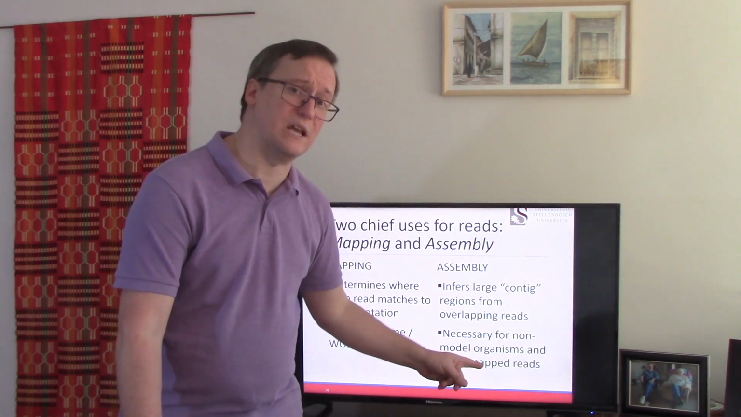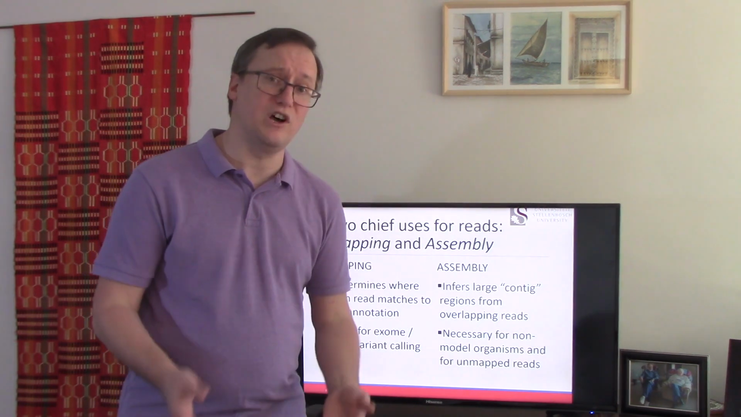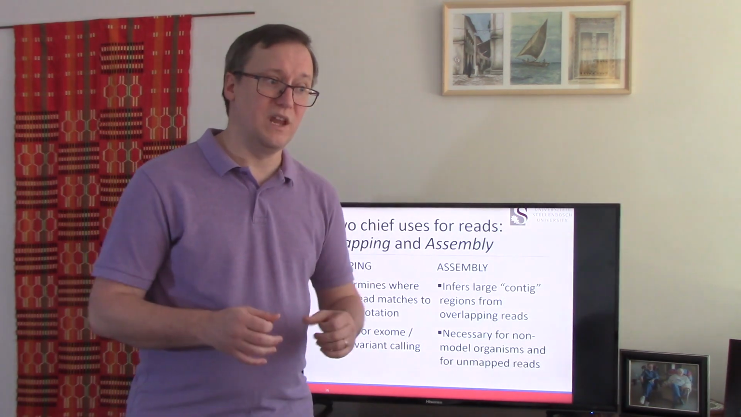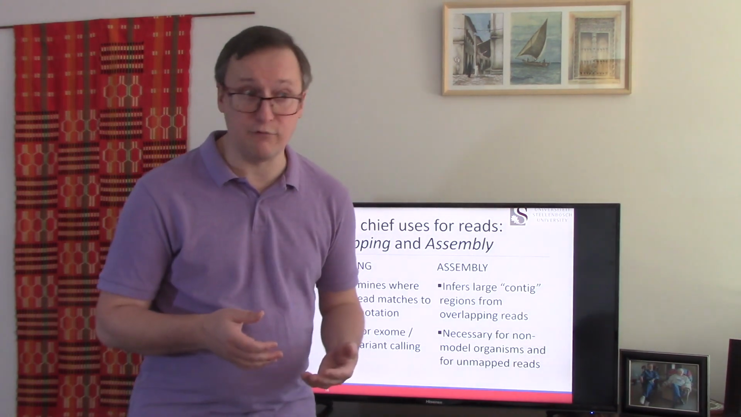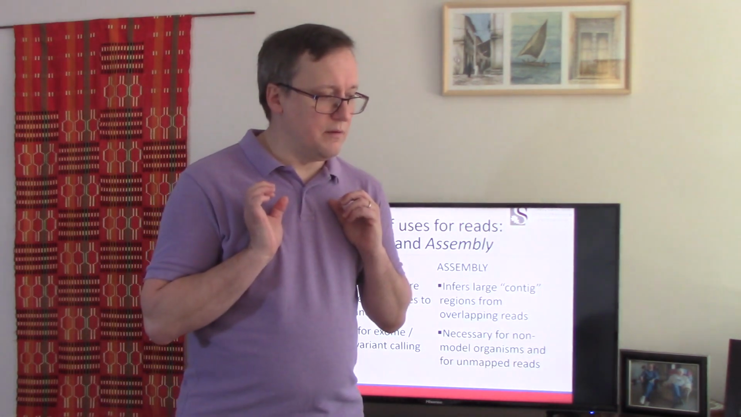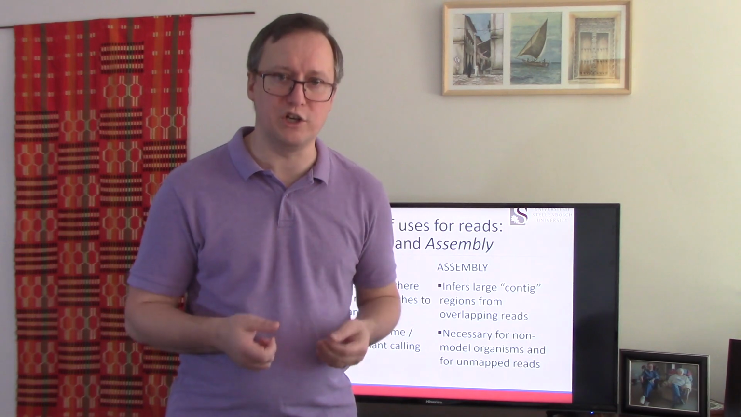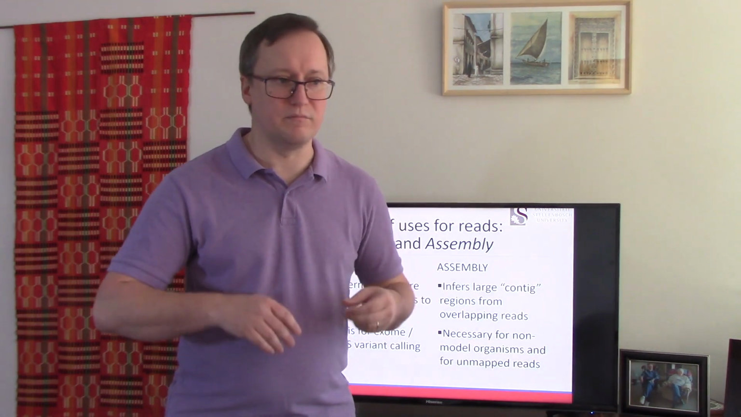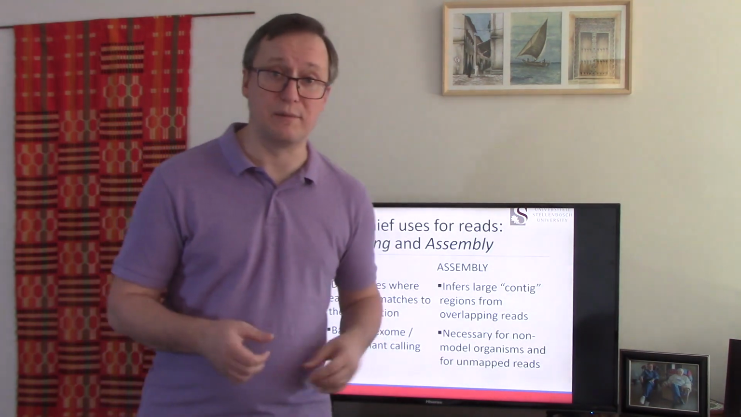This is quite necessary if you're working in a non-model organism, because lots of non-model organisms have either no genome available, although that's getting rarer and rarer, especially for large animals, but it's also quite necessary in cases where you have a very poor quality genome. One that's been derived from something like 2x coverage, for example, is likely to benefit quite a lot from assembly.